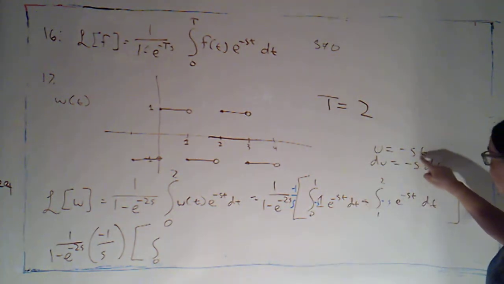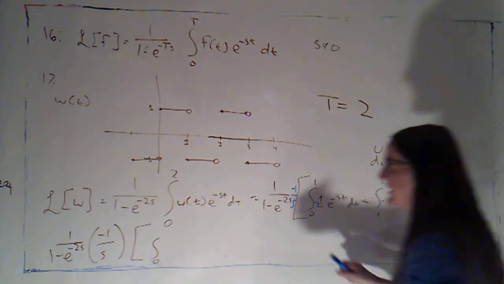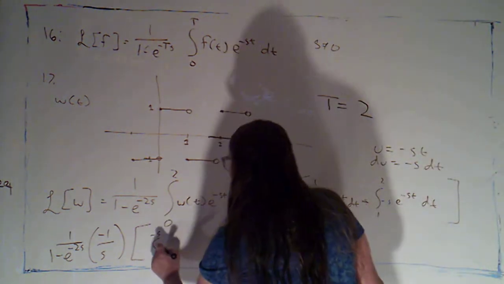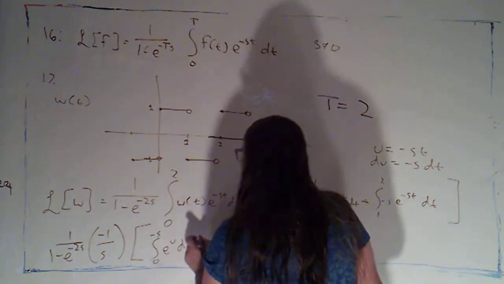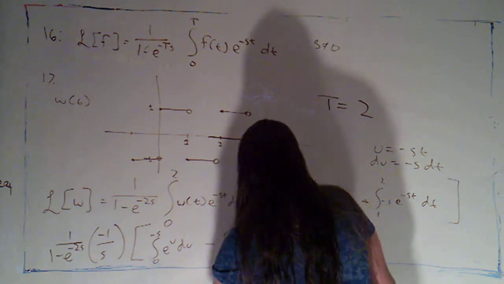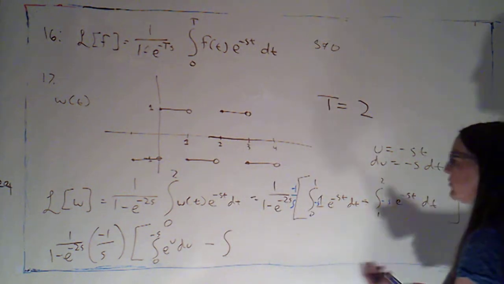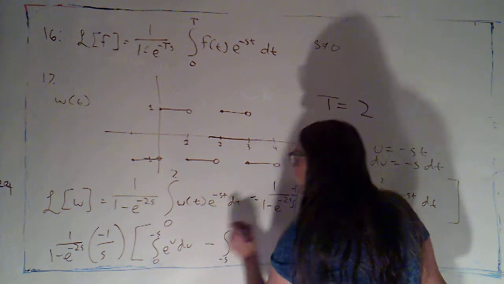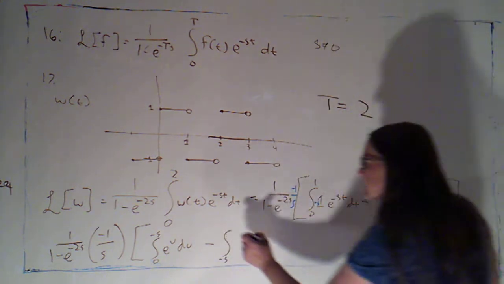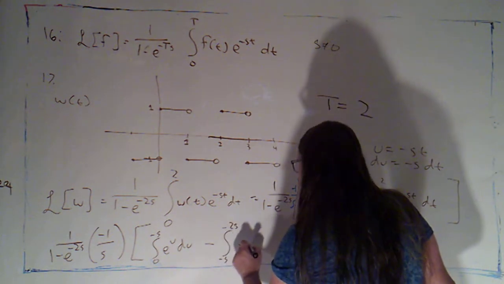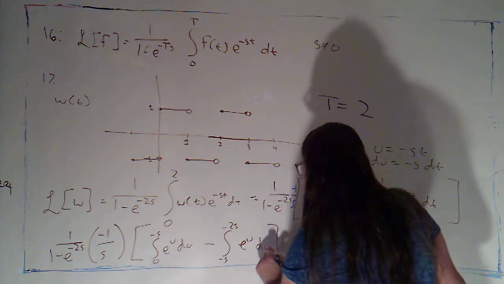So at 0, I got 0 times negative s. Now I'm getting 1 times negative s, so I'm going to negative s. And it was just e to the u du. Minus the integral from the u value at 1 is negative s to the u value at 2 is negative 2s. Again, e to the u du.